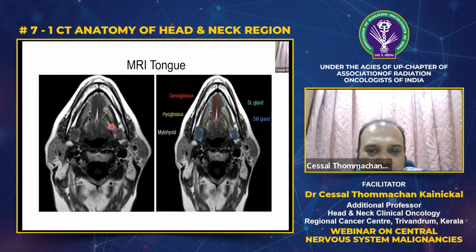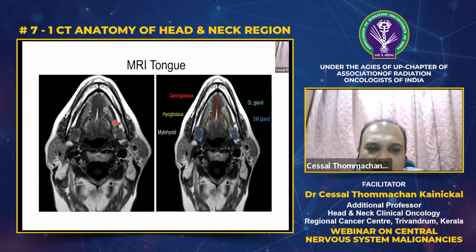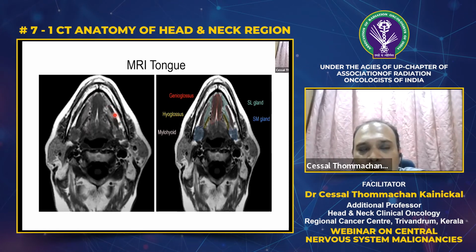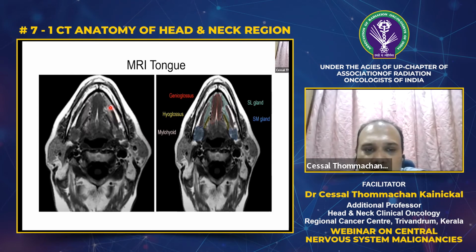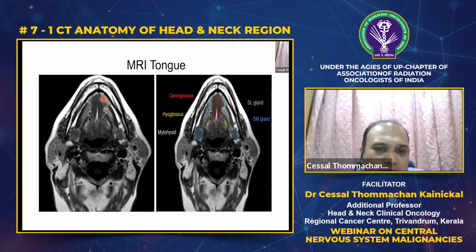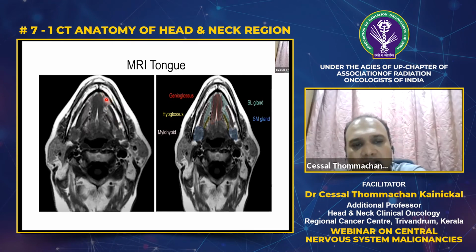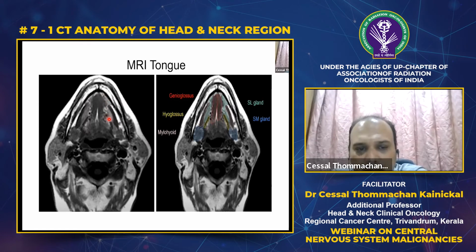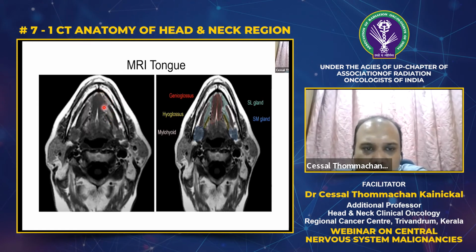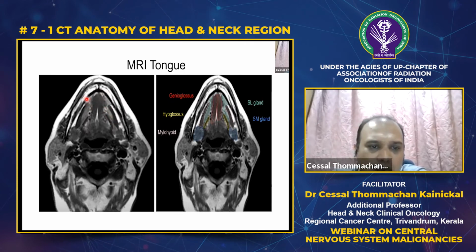This is the hyoglossus muscle. And you have the mylohyoid muscle. Mylohyoid muscle is a sling muscle which arises from the mylohyoid line of the mandible and is inserted into the hyoid. Then this is the sublingual space. The sublingual space contains the sublingual gland, the duct of the submandibular gland, the lingual nerve, and the lingual artery. All of these come here in the sublingual space.